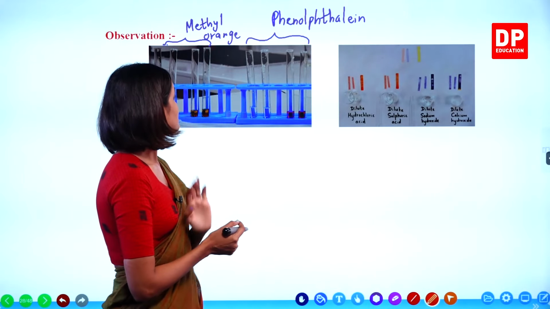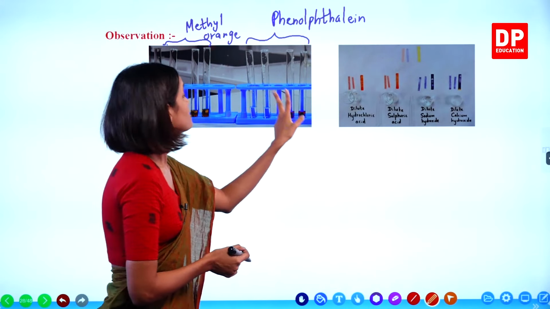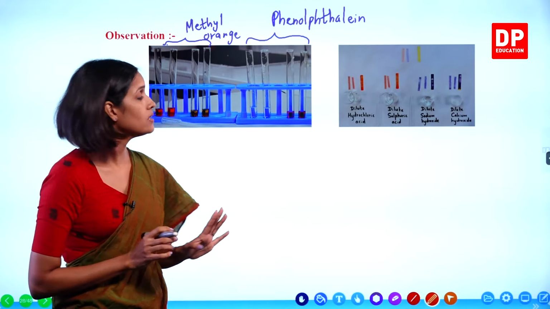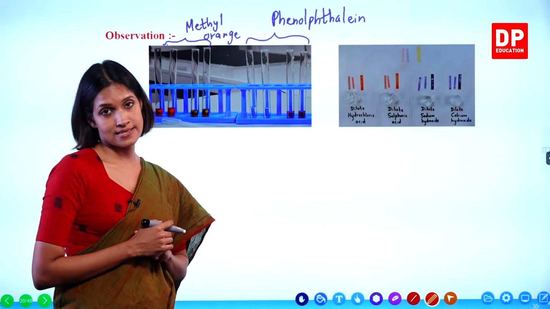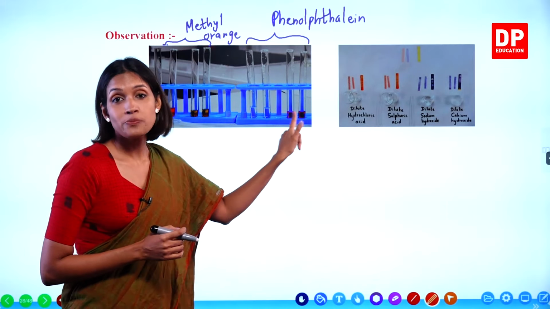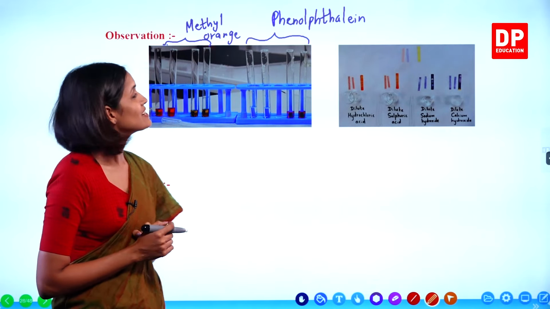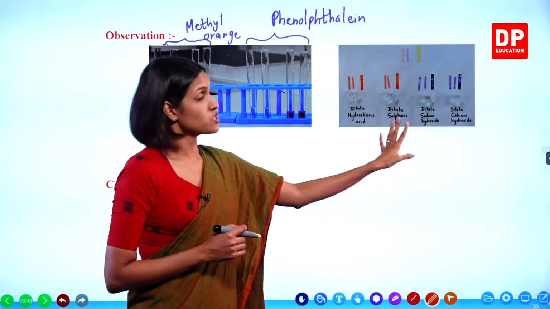Look at phenolphthalein indicator, the first two test tubes are acids, next two are bases, right? So with acids, phenolphthalein is originally a colorless solution. So it does not change the color with acids. It is still colorless. But with bases, you remember it gives a bright pink color. Okay, children? So what about the pH paper and litmus papers?